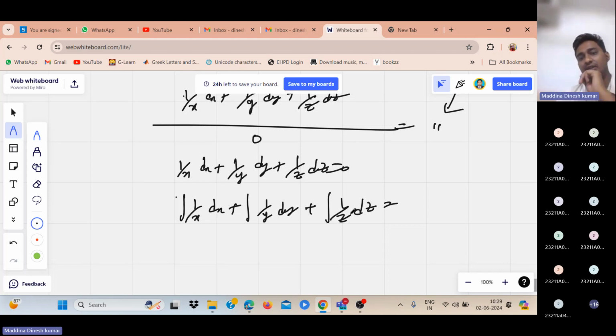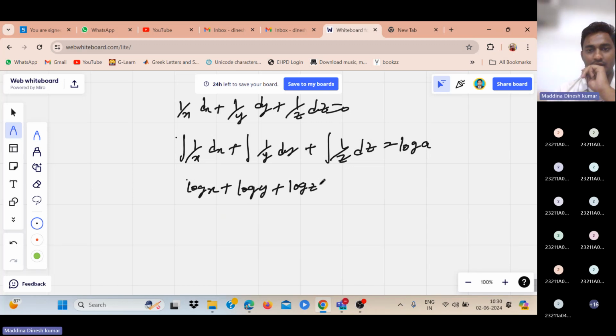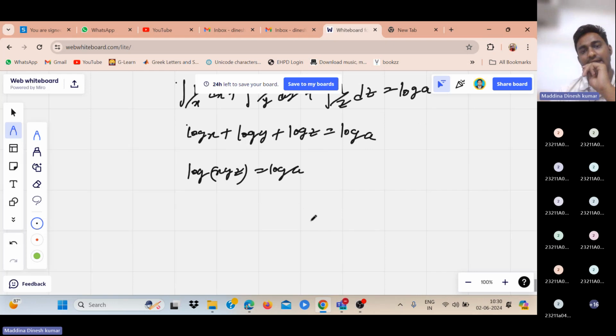here the result will come in terms of log, na. That's why here I am writing the constant as log a. So here we will get log x plus log y plus log z equal to log a. So log a plus log b plus log c can be written as log abc. So here we will get log xyz equal to log a. That means xyz equal to a. So it is solution 1.